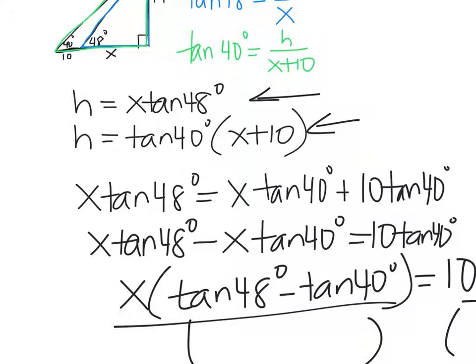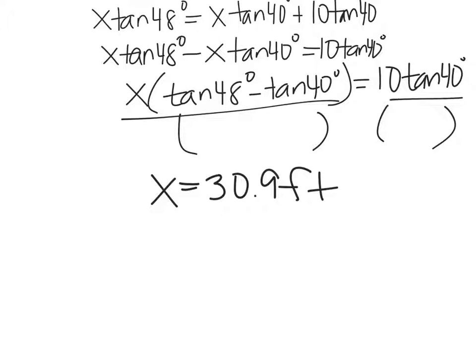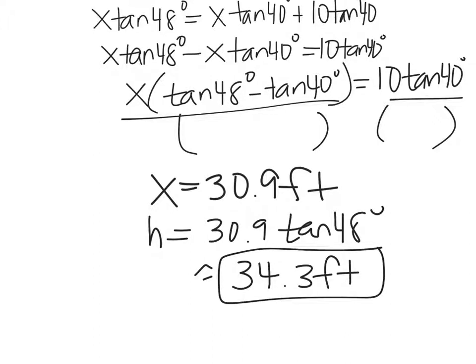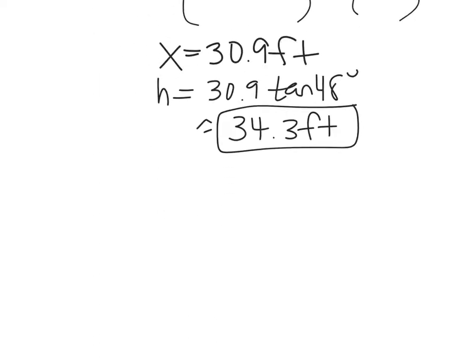34.3. You could have gone and plugged x into either one of those to solve for h. So h is equal to 30.9 times tangent of 48 degrees, which is about 34.3 feet. So that's how high the penguin is. Okay. Why would somebody know that? Oh, I don't know. For fun.